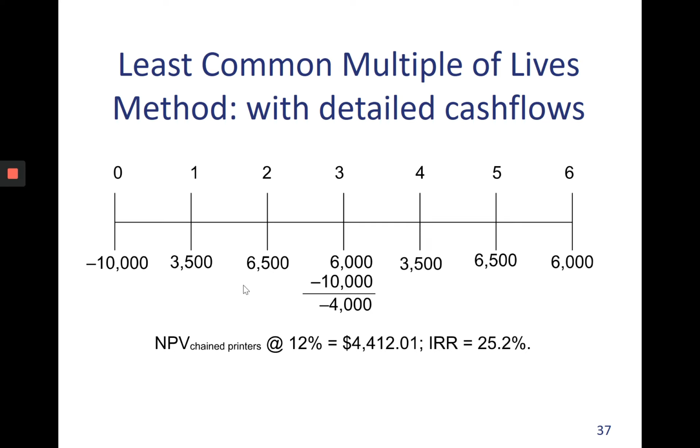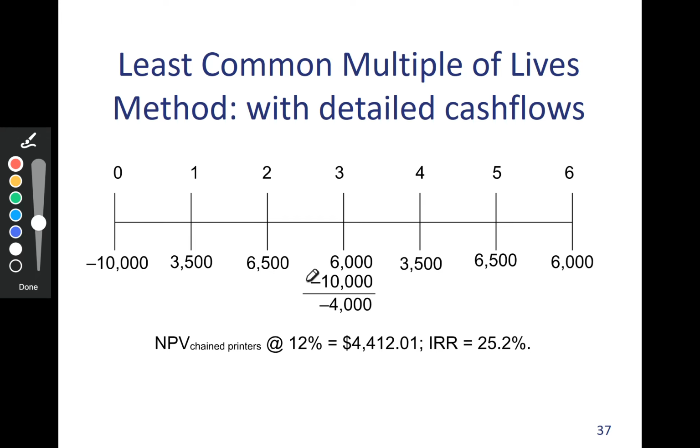If this project was a 3 year project and we repeated it twice, at year 3 we have to pay another 10,000, so we would have this minus 10,000 that you see here. And of course, we are assuming that all other cash flows are the same. So this project, when we renew it, makes 3,500 again as it made in year 1, and 6,500 again as it made in year 2, and finally 6,000 as it made in year 3. So this would be a project that is repeated twice.